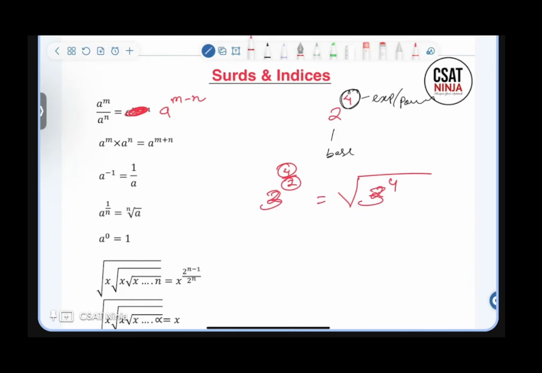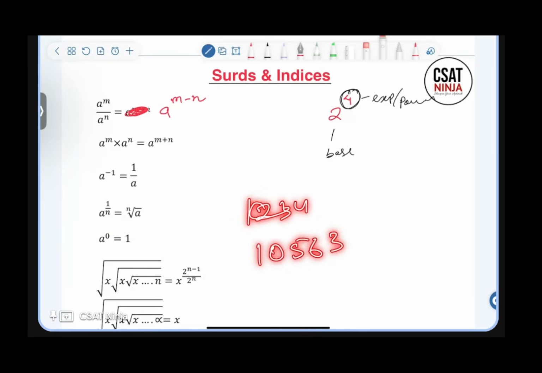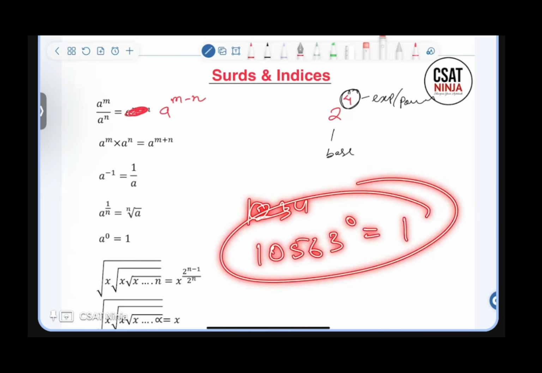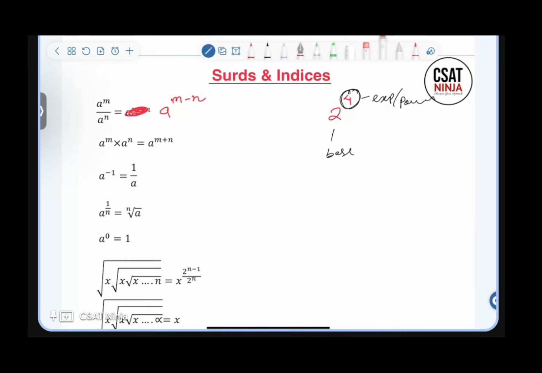Okay, so power means if there's a fraction, if there's a number in your denominator here in your power, then that means it will represent root. And if there's a number here, if you have 2 like this, that belongs to the inner number there. And any number to the power 0 will always give you 1 only. If you have 1, 2, 3, 4, or 1, 0, 5, 6, 3 to the power 0, it will also be 1. So any number to the power 0 will give you 1 there.